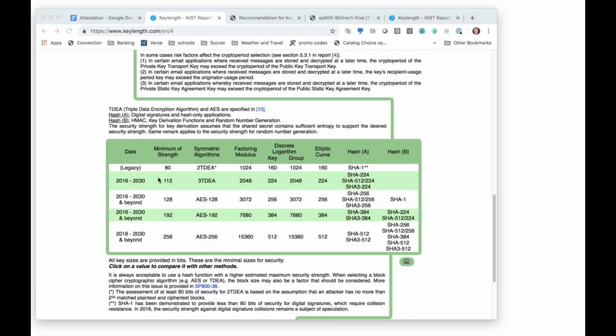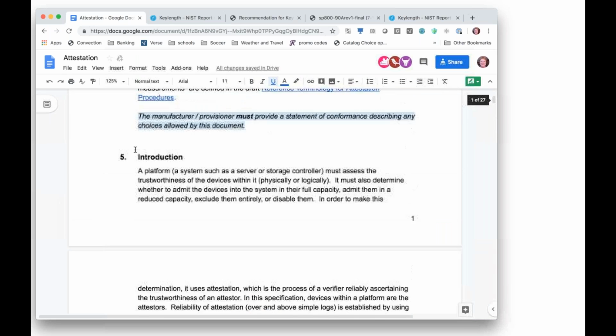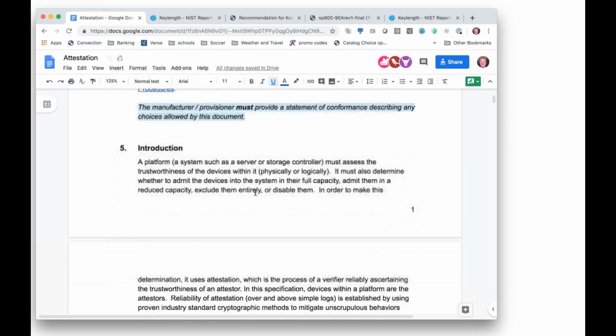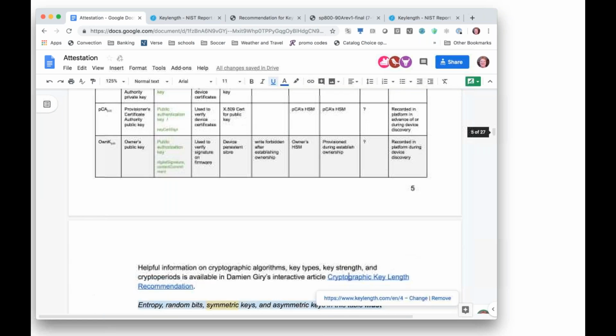Yeah, I guess it's a question of whether we want to just say it's up to you, or specify a minimum strength. Here's an idea. Way up early, where we first started out the call, it says you must provide a statement of conformance describing any choices allowed by this document. Maybe that's how we deal with this, where we say, tell us your choices. What have you chosen? So we could put that in here.